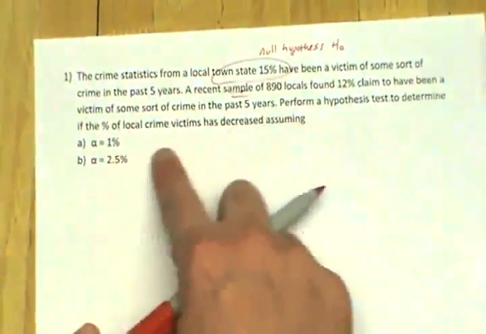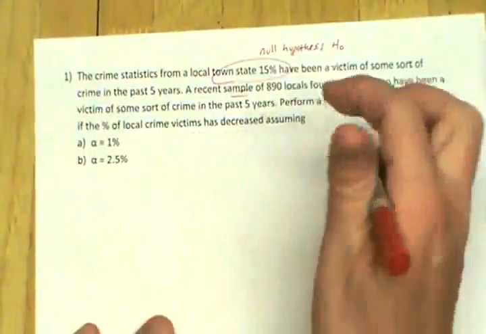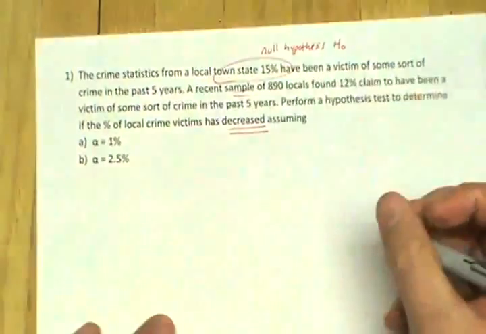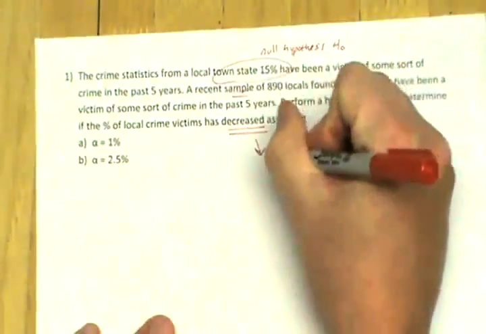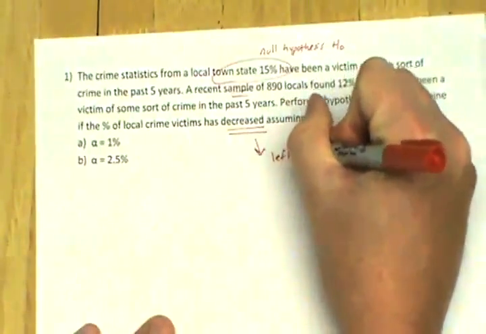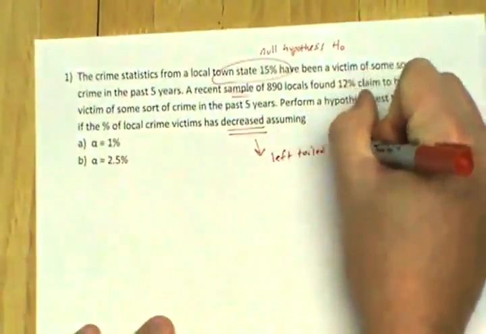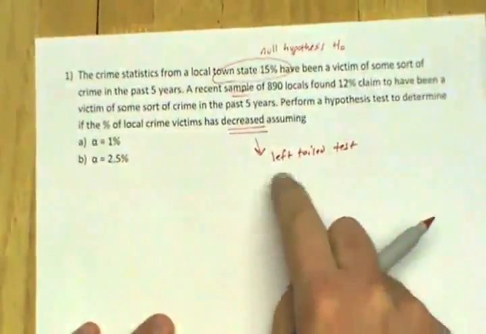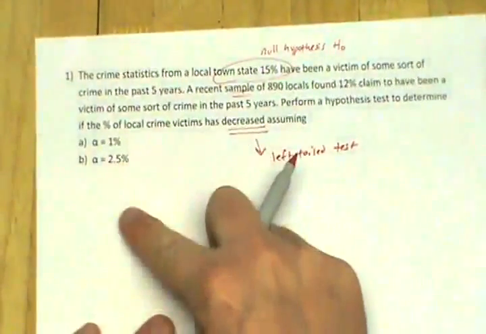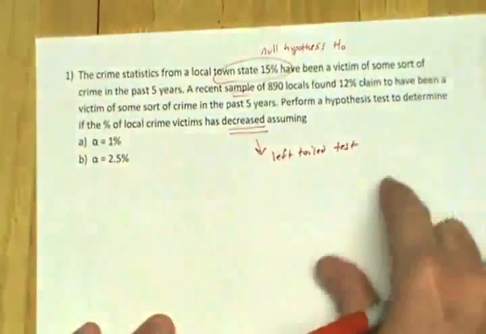Perform a hypothesis test to determine if the percentage of local crime is decreased. So the key word there is decreased. Decreased tells you that this is a left-tailed test because anything left of the mean would be decreased. Decreased is always left. If it said increased, that would obviously be right.